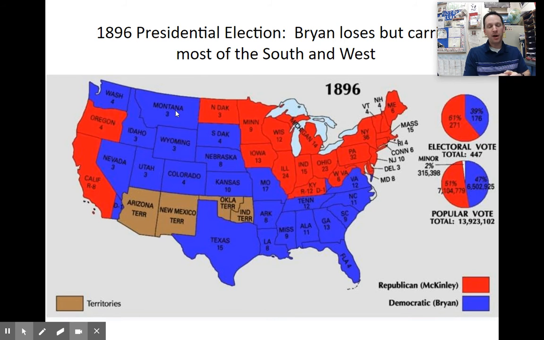William Jennings Bryan and the Populist Party's stances on certain things like direct election of senators and women's suffrage are not going to win the day in 1896, but by 1920, a lot of what the Populist Party stood for is actually going to be adopted by the major parties themselves.